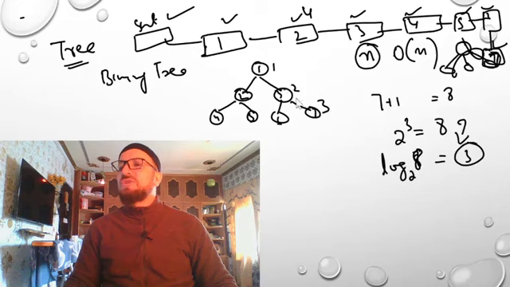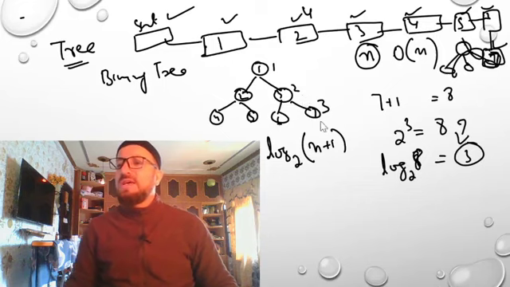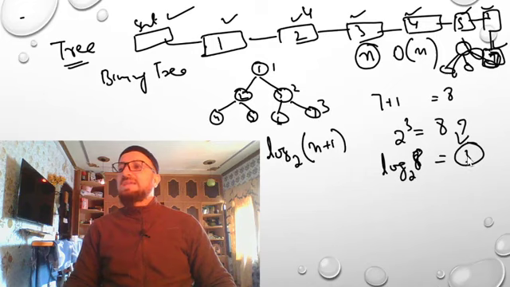So the height of this tree is log to the base 2 of whatever the n is, plus 1. So n was 7, 7 plus 1 is 8. So log to the base 2 of 8 is 3.